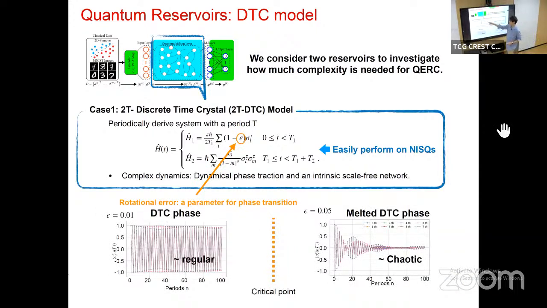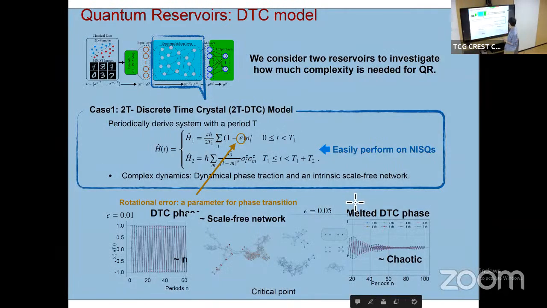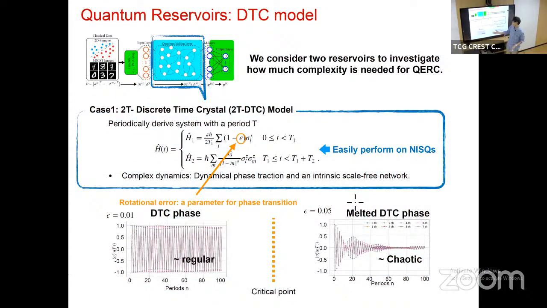Here we have epsilon, and as I explained in the previous talk, by changing the epsilon rotational error, it's possible to realize two different dynamics. When epsilon is very small, it shows very regular dynamics like this one, and we call this the DTC phase. On the other hand, when epsilon is large, over the critical point, it shows very chaotic dynamics. It's sometimes called the melted DTC phase, or MBL phase, or maybe thermal phase.